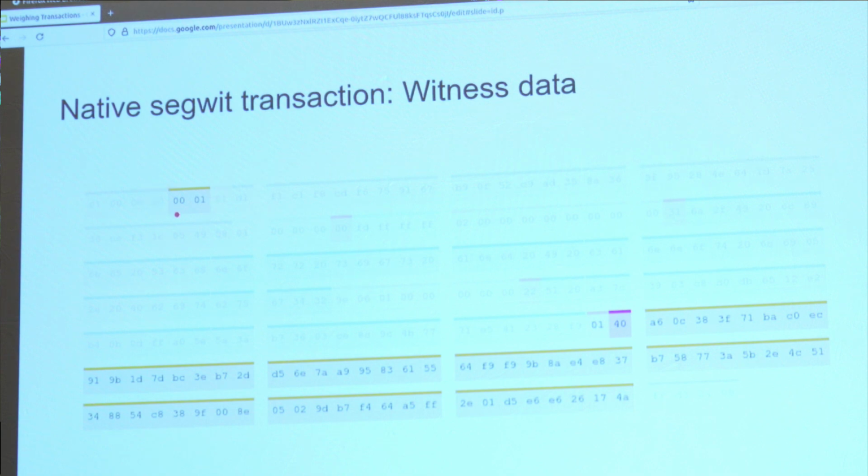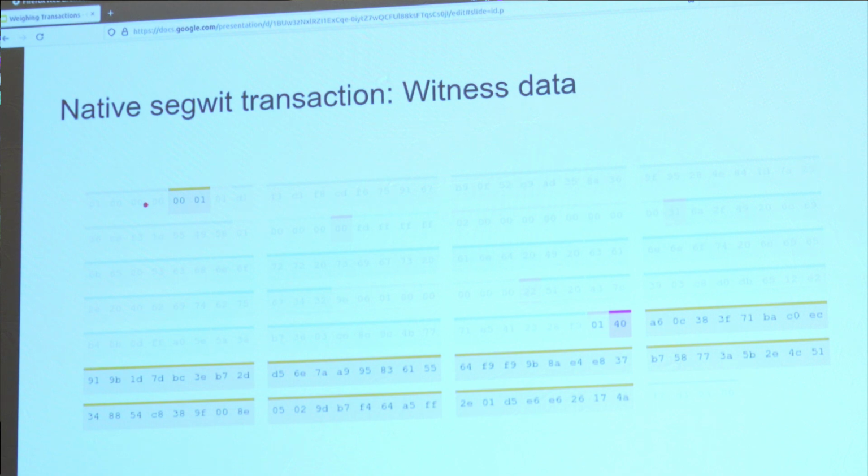Who remembers what we should have directly after the version here usually in a non-Segwit transaction? Larry? The number of inputs, exactly. So in the very first sentences I said, a transaction must always have at least one input and at least one output. So if a non-Segwit node, a node that is not familiar with the Segwit format, gets a transaction that has a 0 here, what do you think it will do with that transaction? Well, that's invalid. It drops it and bans its peer for giving it this bullshit, right?